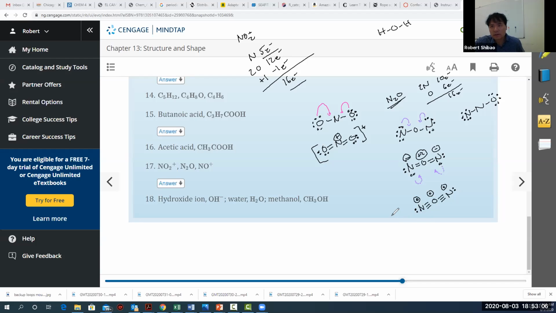This structure is bad. Bad structure. And so why is this a bad structure? Does anybody see it right off?